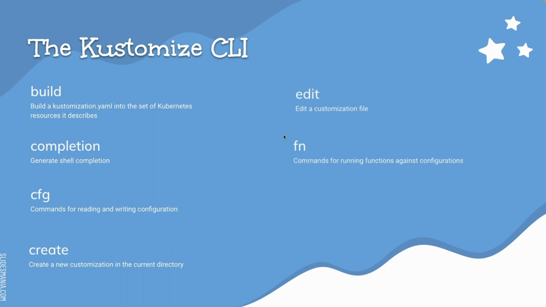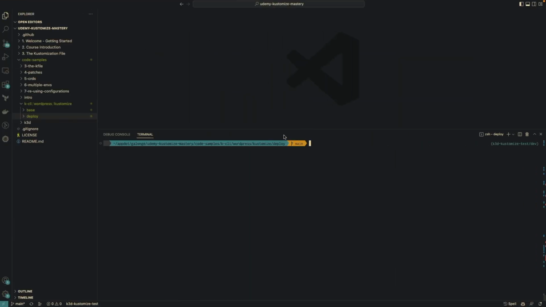You have the function, which can be used for running functions against configurations, and this is something maybe for super advanced users who want to customize their customizations to work in different ways. You have the help command, which gives you additional information about certain Kustomize CLI options. And you have the version command, which we've used in the past to print the version of our Kustomize installation. So let's get into it.